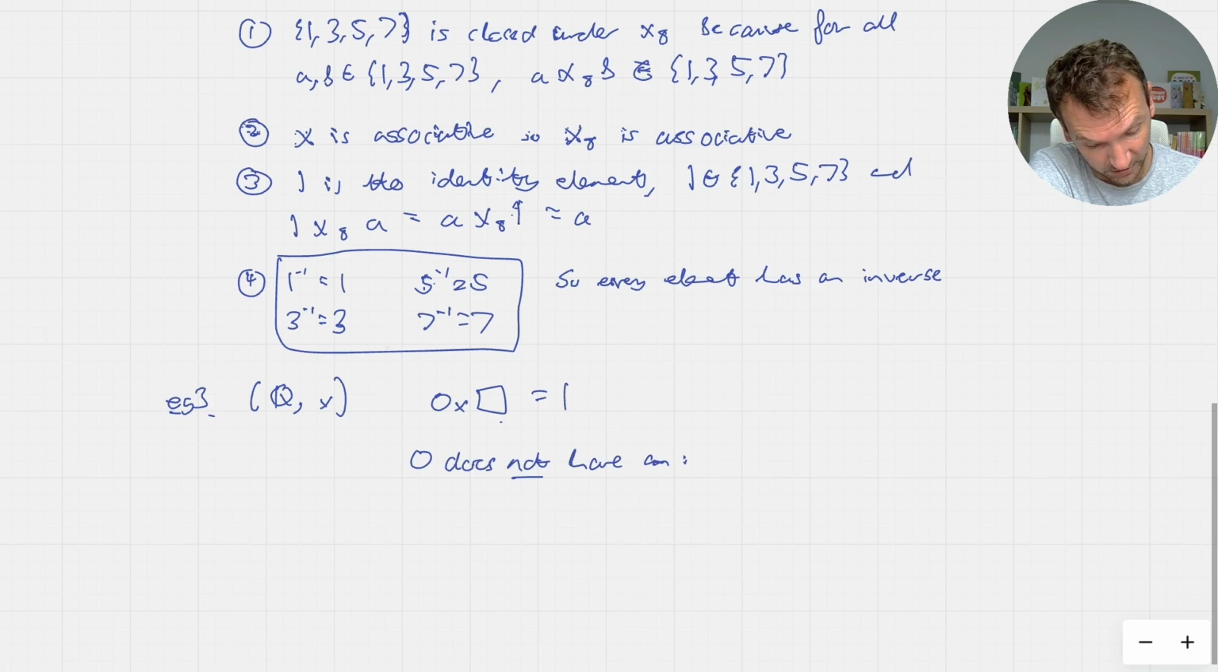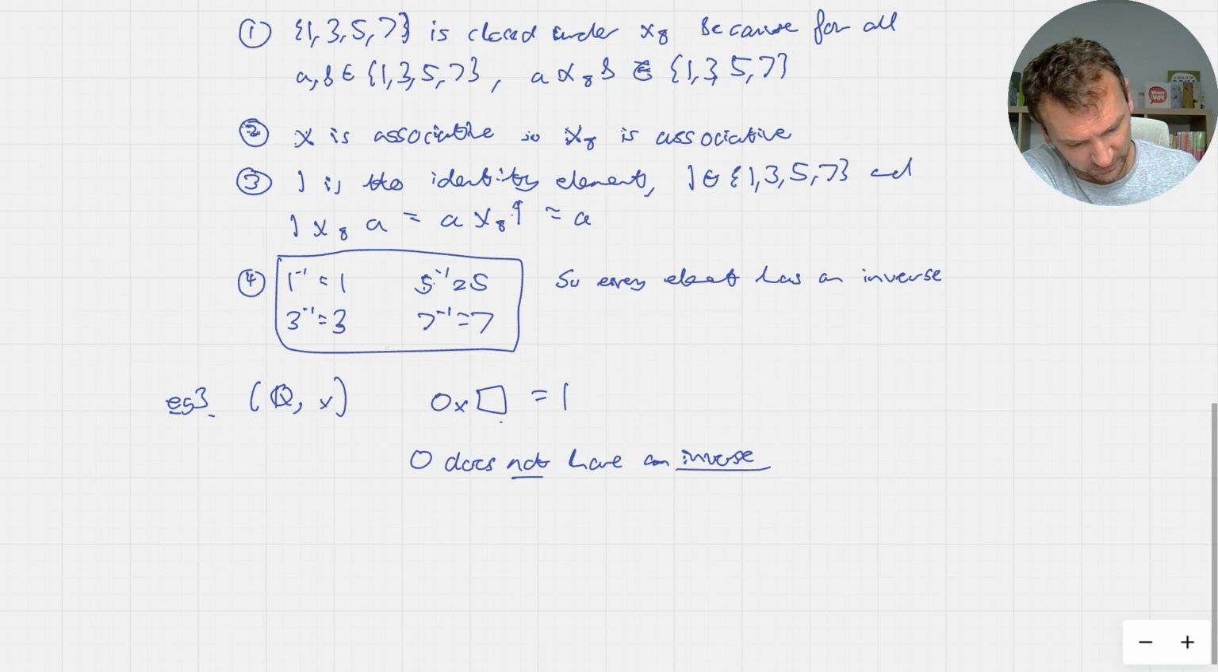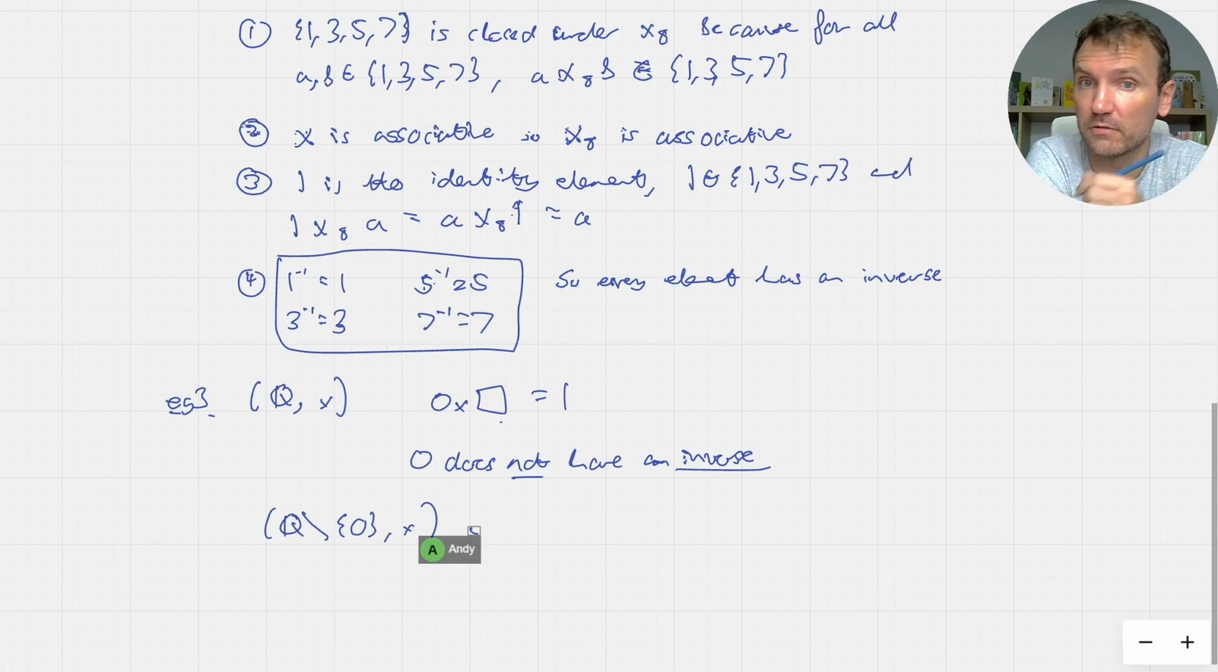Just because there's one element there without an inverse is enough to stop it being a group here. If we went for the rational numbers excluding 0 over multiplication, that then would have been a group. We've solved one issue there, but we do need to be cautious about that, and 0 is often one thing that causes problems in there.